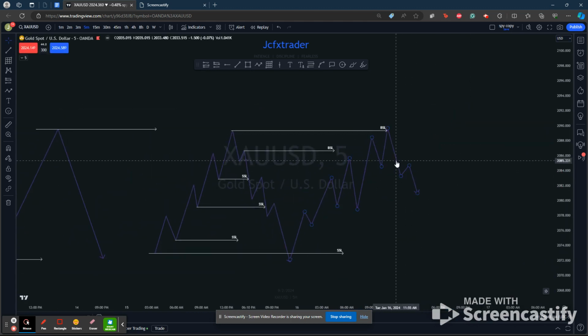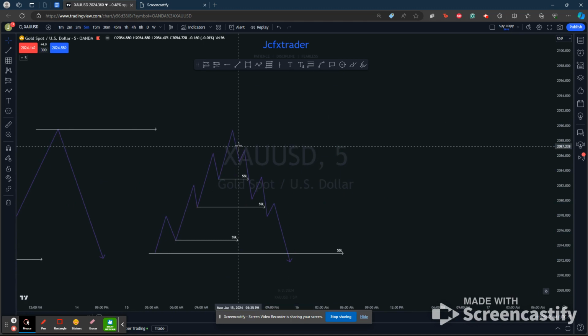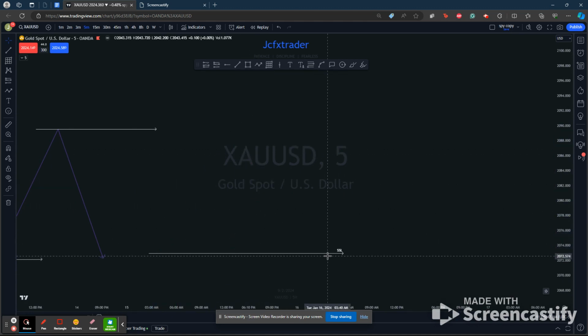So let's take an example and a look at liquidity on charts. So get rid of all of these.